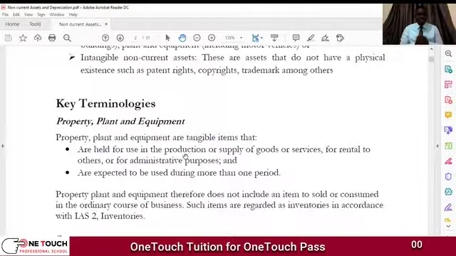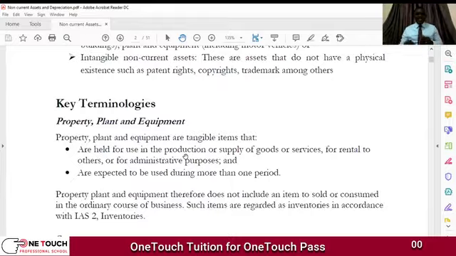Good, good. So again, what is PPE? Now, property, plant, and equipment are tangible items. So another name for fixed assets or tangible fixed assets is what? Property, plant, and equipment. So when you hear property, plant, and equipment, then it means you are talking about tangible fixed assets, or what is called non-current assets. Because if the asset is not current, then it's non-current. You get the point? Good.